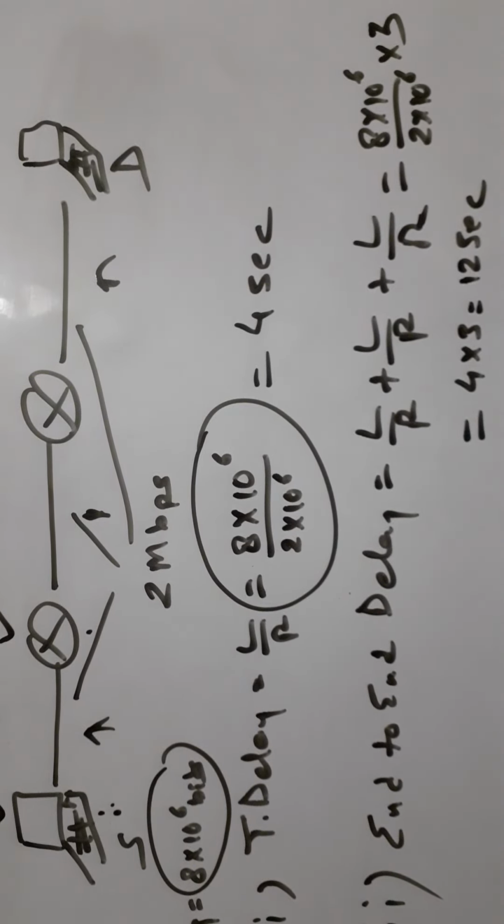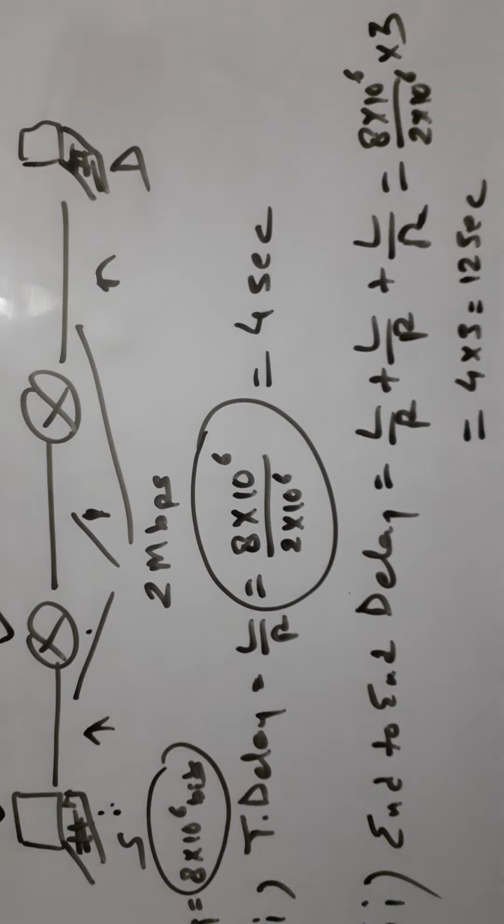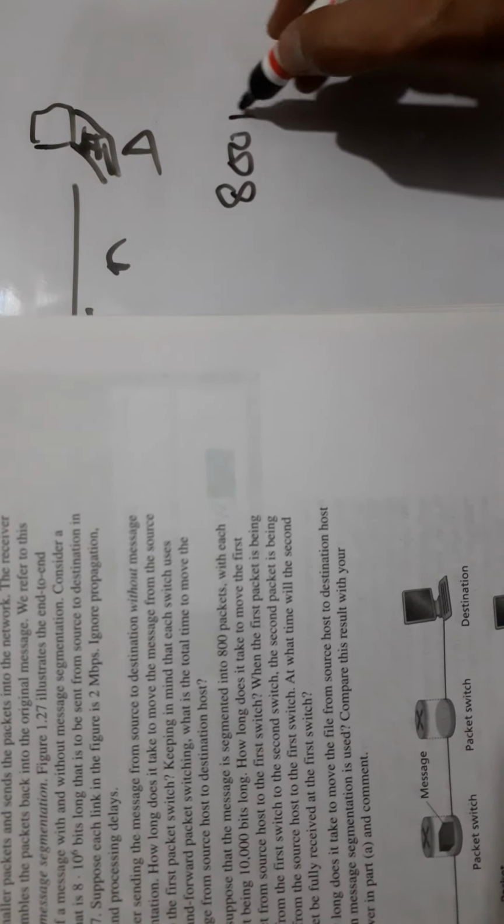Now let's solve the second part of this question. I hope you understand this part of the question. Now part B says, now suppose that the message is segmented into 800 packets, with each packet being 10,000 bits long, packet size. How long does it take to move the first packet from source host to the first switch?